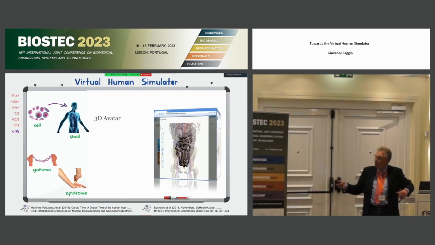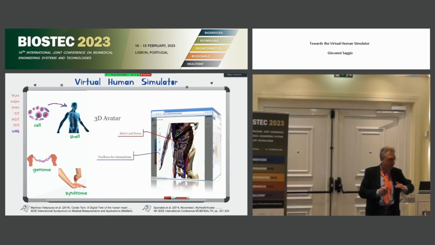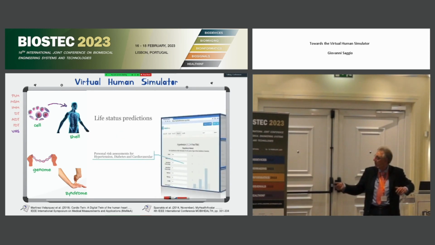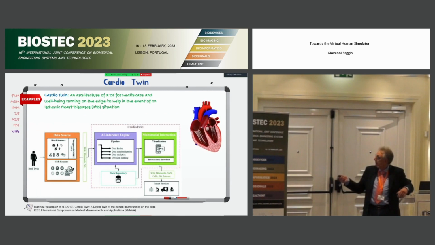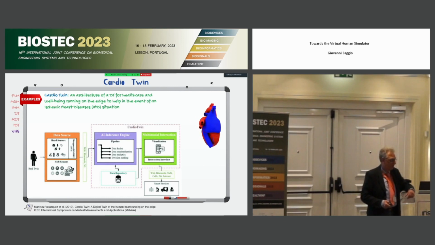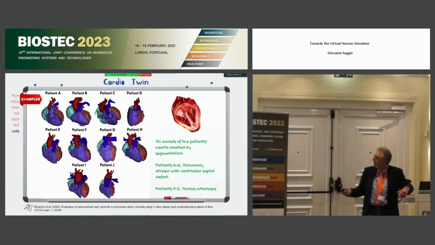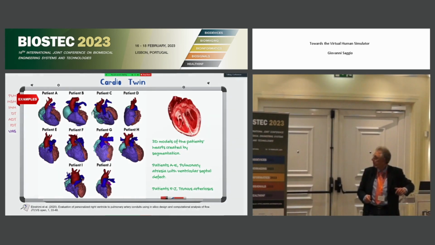So we can go regarding the level that we want to reach with the virtual human simulator. We can go from the cell to the shell, from the genome to the syndrome. The level is decided by ourselves. Examples are the cardio twin. Here are the references of the work that I'm mentioning. And you see that for each patient there is a different virtual representation of his heart.